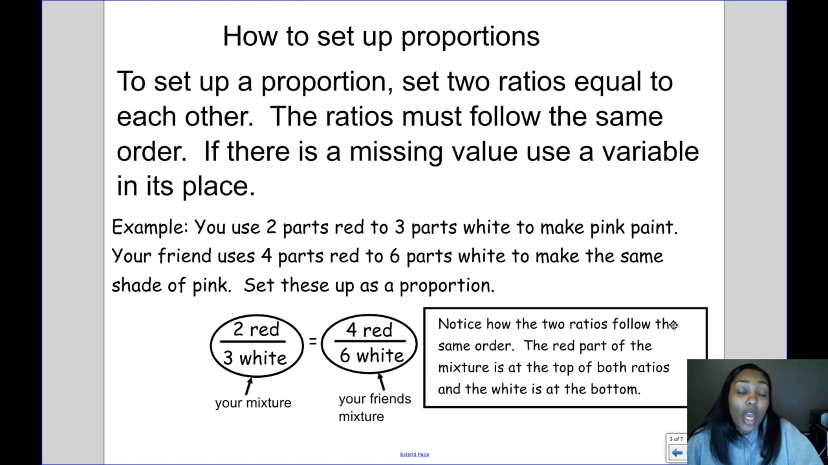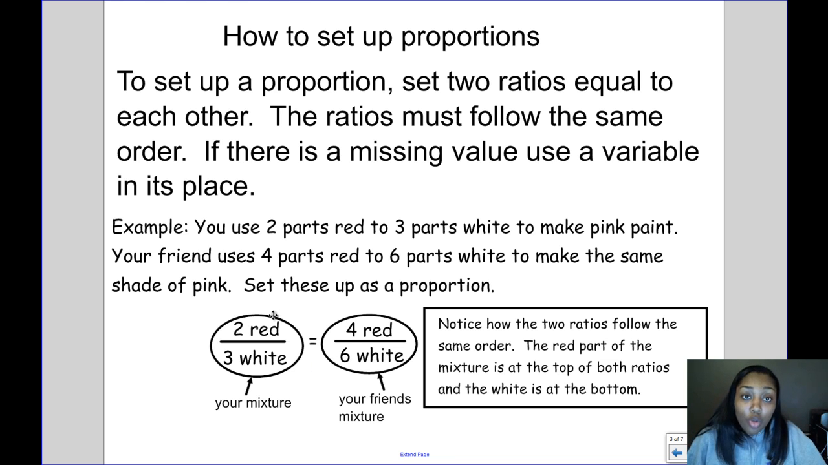And sometimes you may have a value that's missing, and we're going to start using a variable in place of that. So if we look at this example here, you use 2 parts of red and 3 parts of white to make pink paint. Well, let's say your friend wants to make the same shade of pink, but they need to have more pink paint. So they decide that they'll do 4 parts of red and 6 parts of white to make the same shade of pink. And so we're going to set these up as a proportion.